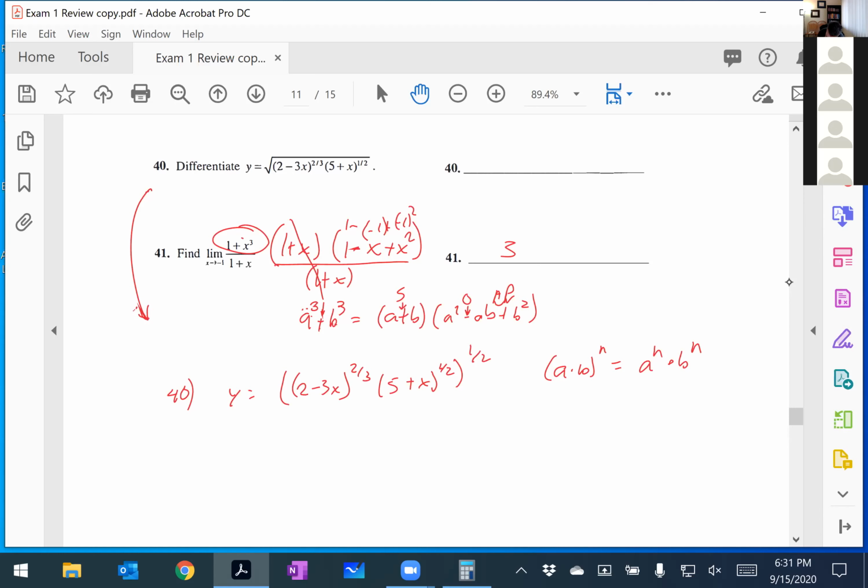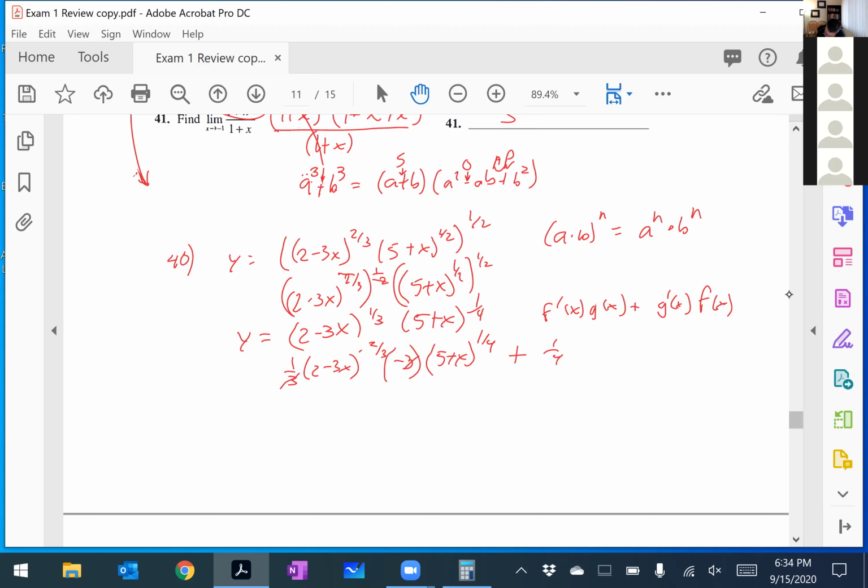Times the second, which is 5 plus x to the 1/4, plus the derivative of the second, that's 1/4 times 5 plus x to the negative 3/4, times 1. Remember that one, where does the 1 come from? It comes from the chain rule. And then times the first, which is 2 minus 3x to the 1/3. Nice. Very nice.